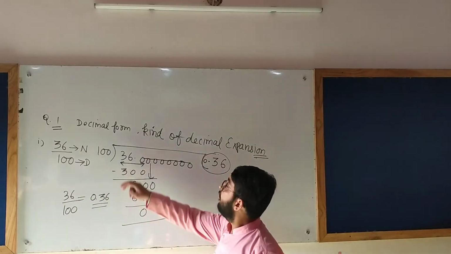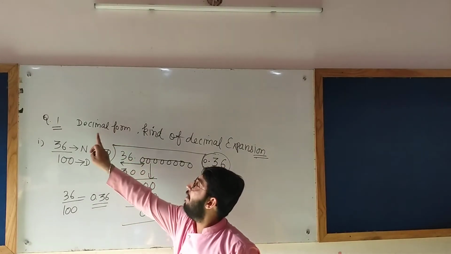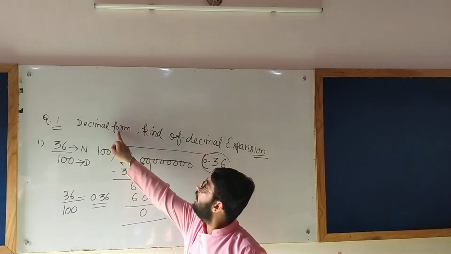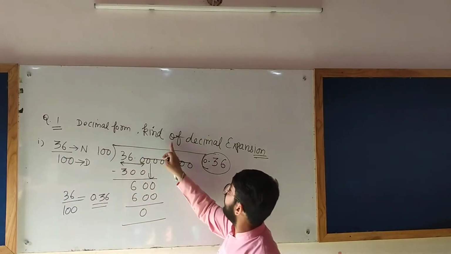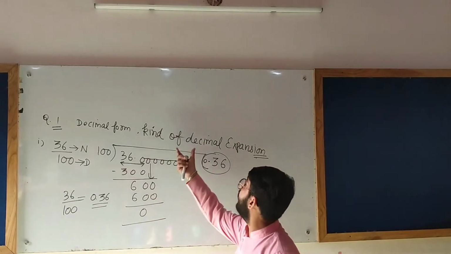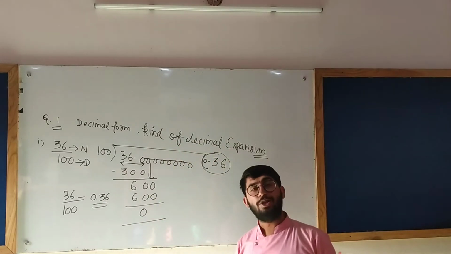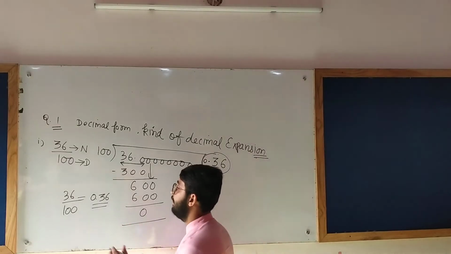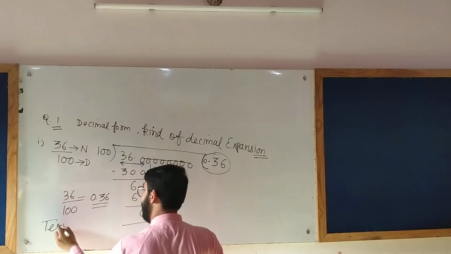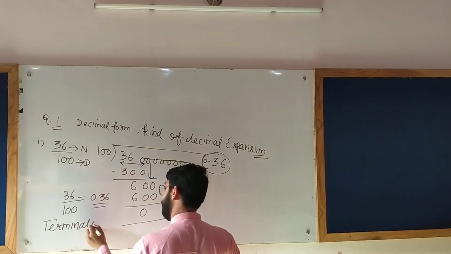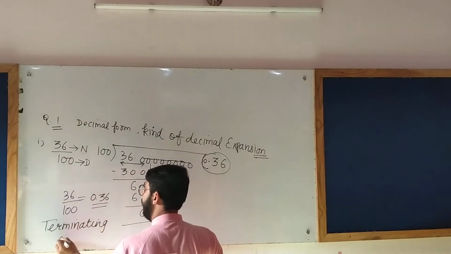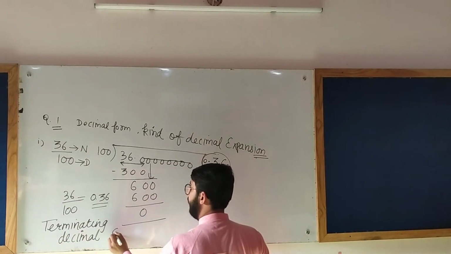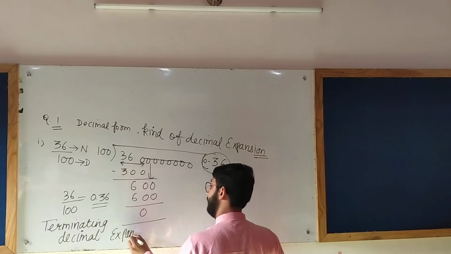0.36. Our first part is complete, that we have written 36 by 100, that is the rational number, in decimal form. But the second part is still incomplete, that we are to tell the kind of decimal expansion. What kind of decimal expansion does it have? It has terminating decimal expansion.